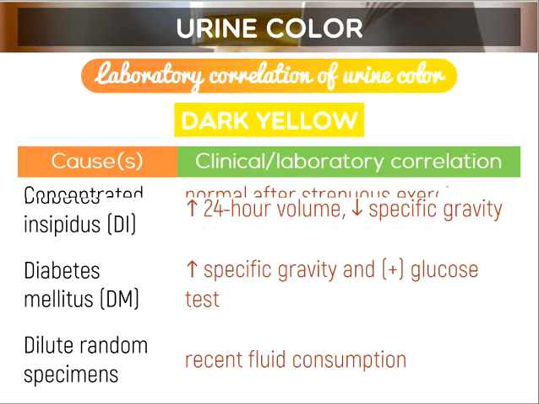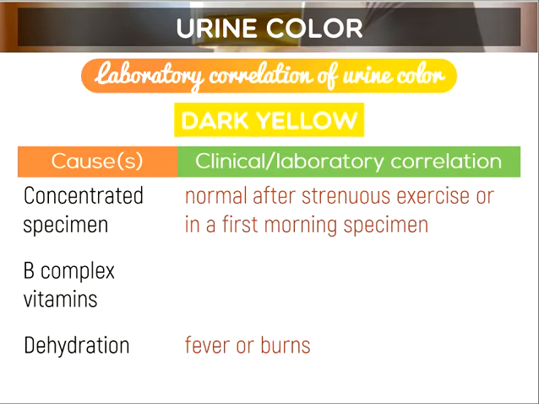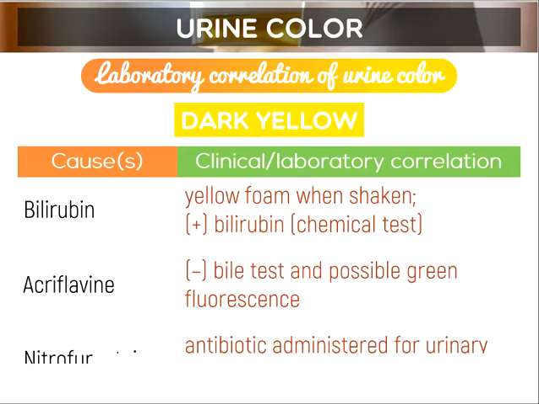Dark yellow, we also have, of course, concentrated urine, your complex vitamins. We also have dehydration. Dehydration can be due to fever or burns. And then we also have bilirubin. Bilirubin has something to do with your liver.